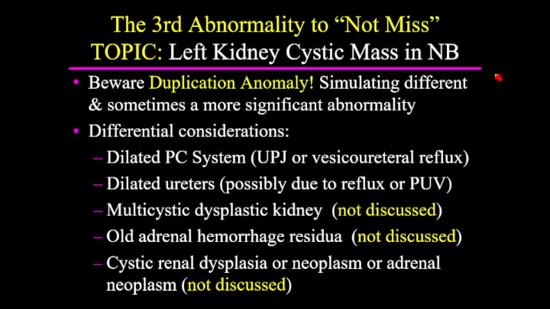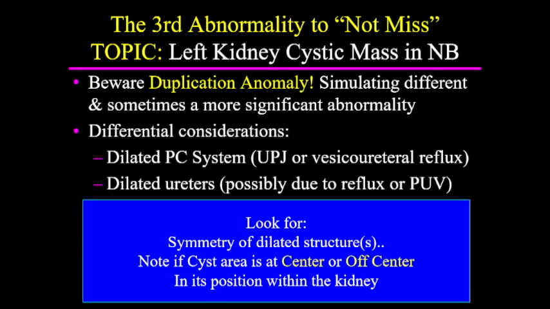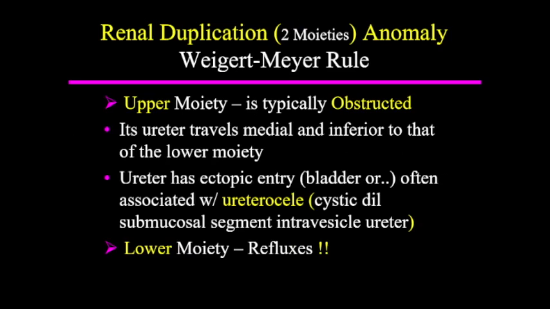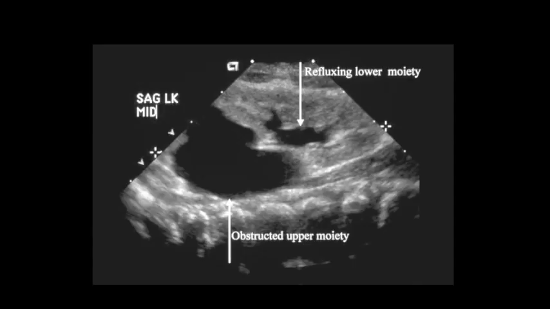Third thing we'll talk about in 14 seconds: left kidney, cystic mass, upper pole. First consideration is that this is a duplication anomaly, typically obstructed up top and refluxing down low. This is an image of a relatively cystic area up top, and you can see calyces regarding some dilation of a refluxing lower moiety.